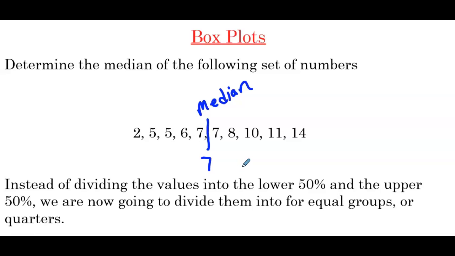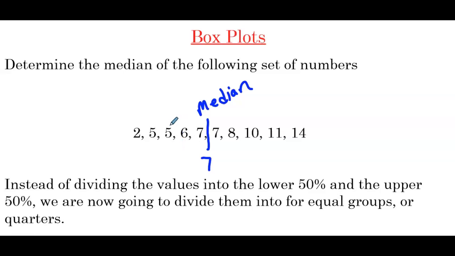Now suppose we didn't want to split the data into the lower 50% and the upper 50%. What if we want to split it into 4 equal groups? Well, we can do that by taking half of a half. We can look at the left side of the median. That's half of this set of numbers, and there are 5 there. And we want to split that in half.